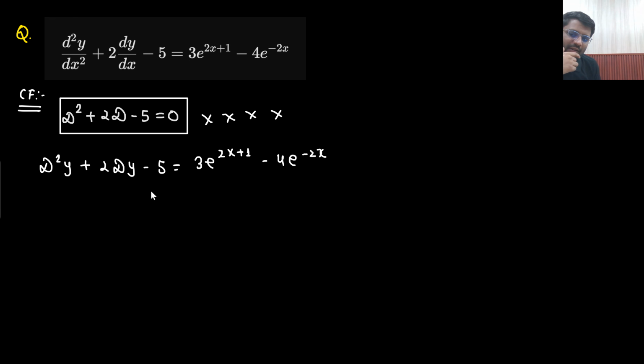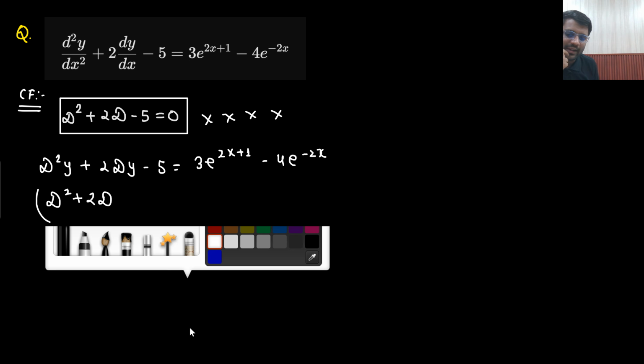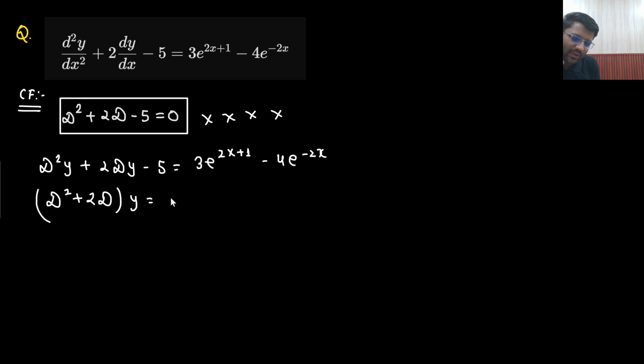Now can you take y common? Like can you take d square plus 2d minus 5 into y? Can you do it? No. Here there is no y, no. Are you able to understand this point? What can I take common? d square plus 2d only I can take common. Then 5 plus e to the power 2x plus 1 minus 4 e to the power minus 2x. So this particular function is your q of x.